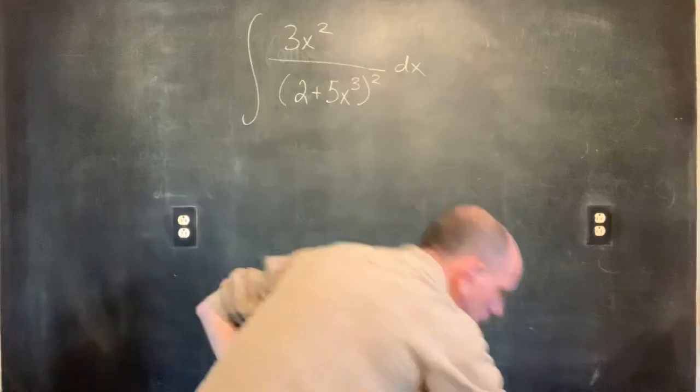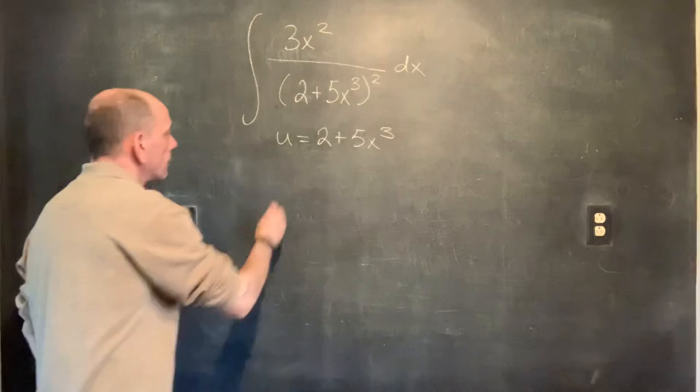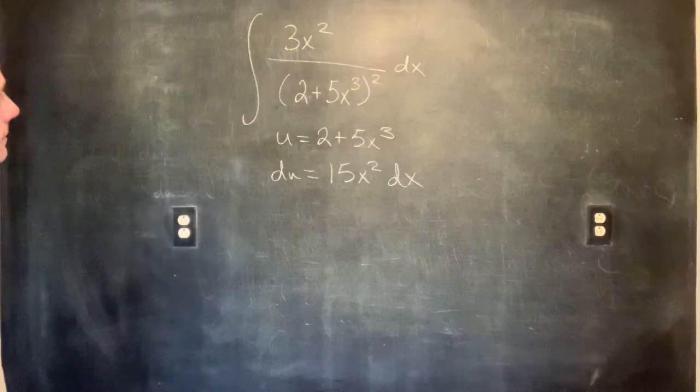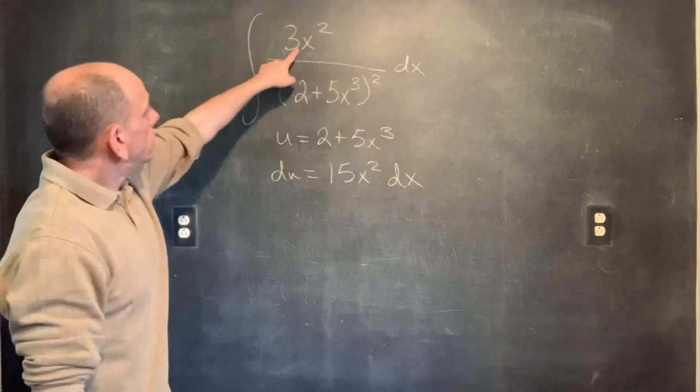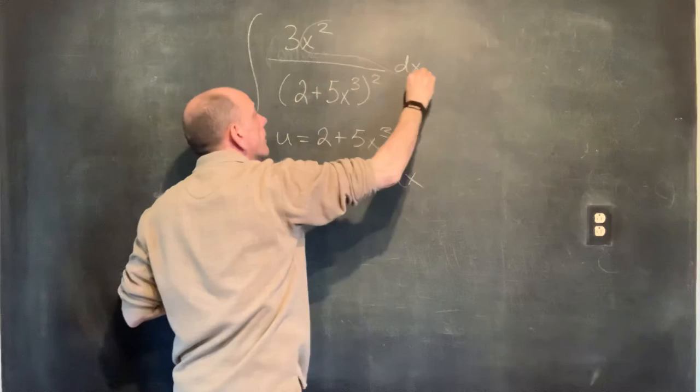If I say u is 2 plus 5x cubed, oops, let's see what's du and whether this is going to work. Well, du is the derivative, the constant goes to 0, 15x squared dx. Now I got to look back and I go, do I have the du? This 3, I'm going to pull it outside. I don't care about it, right? Doesn't bother me. Here, x squared dx is sitting right there. That is du.